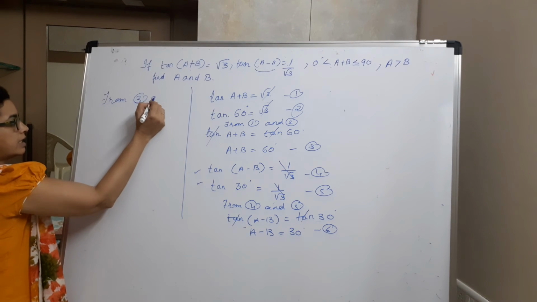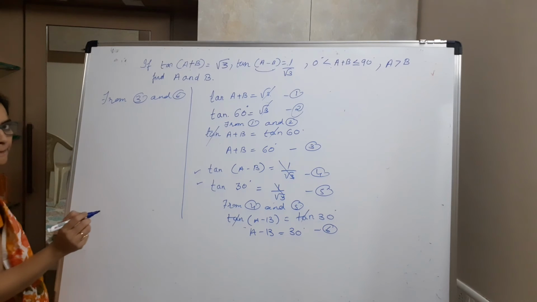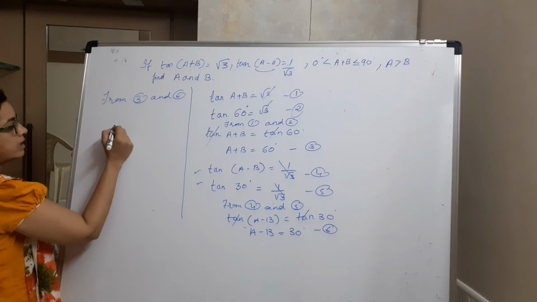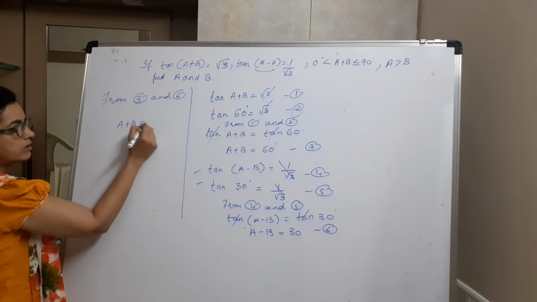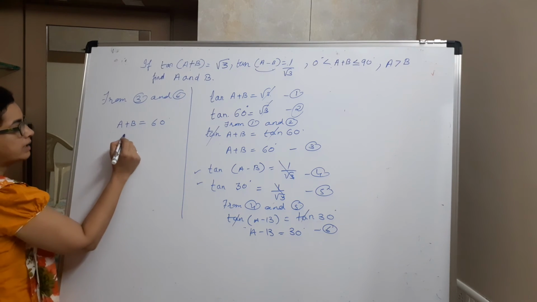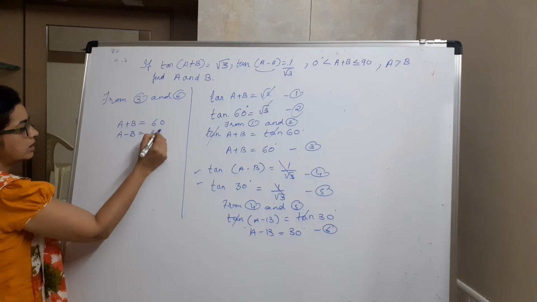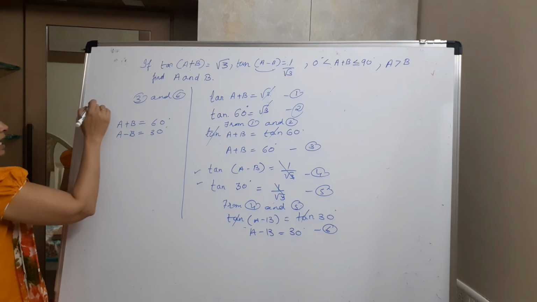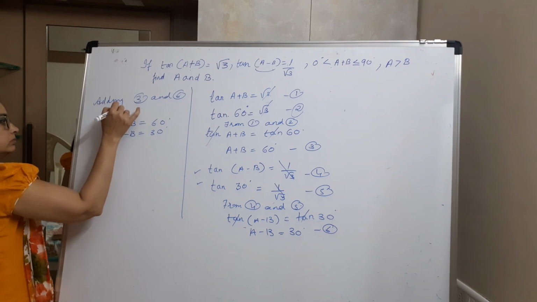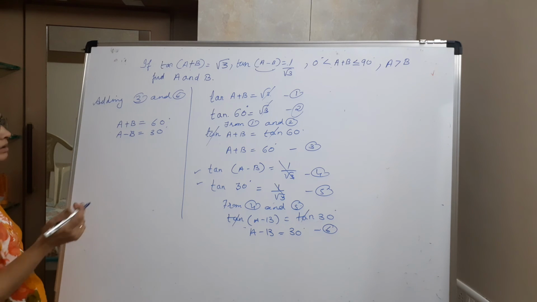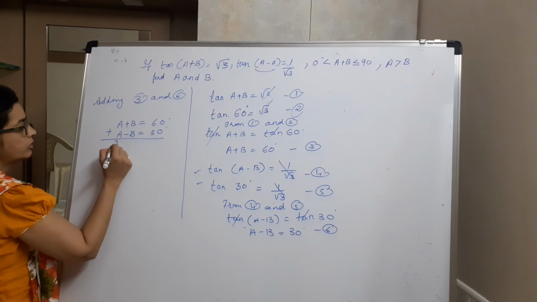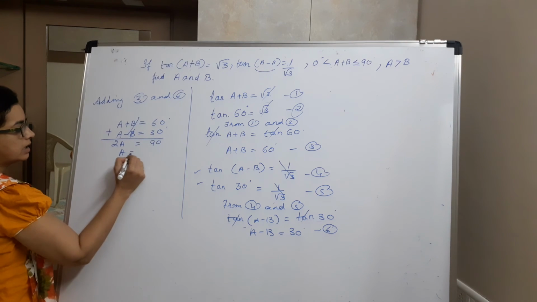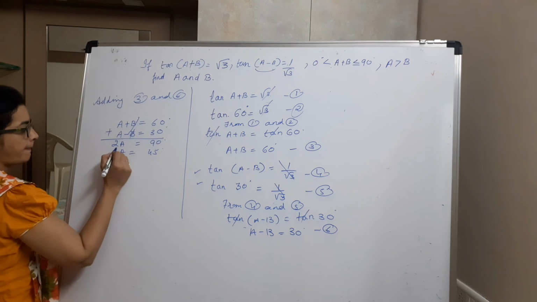From 3 and 6, we are getting two equations. a + b is equal to 60 degree and a - b is equal to 30 degree. Instead of writing from, we are going to write adding 3 and 6. You can even subtract. So on adding, you get 2a, b will get eliminated. 2a is equal to 90, a is equal to 45 degree.